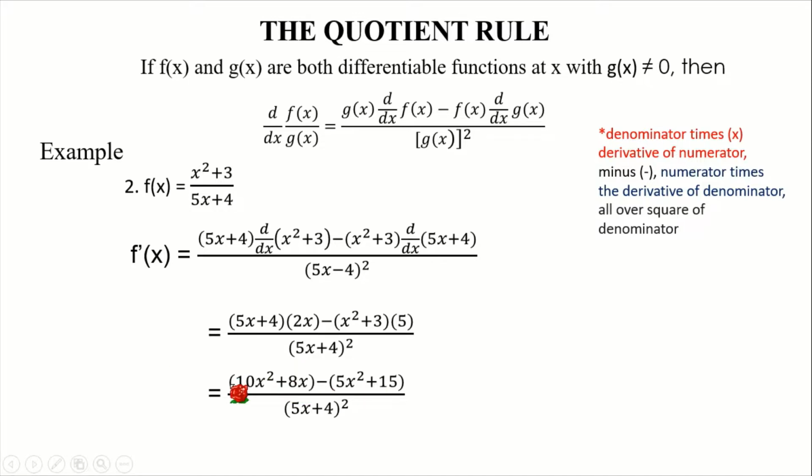So, subtract na natin 10x squared minus 5x squared, that is 5x squared. Then, 8x, copy nyo lang siya because wala namang 8x dito or walang may variable na x here. So, copy lang natin si 8x and copy 15 all over the square of 5x plus 4. So, therefore, yung derivative ng function na ito is f prime of x is equal to 5x squared plus 8x plus 15 all over the square of 5x plus 4.